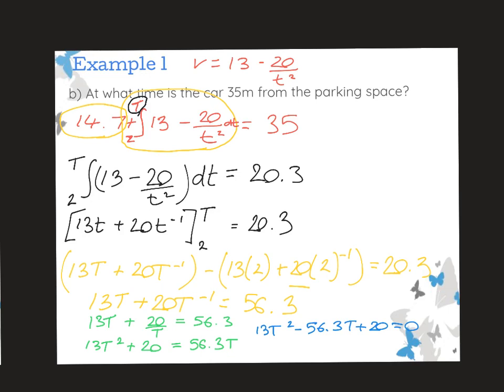Stick that in your calculators to use the quadratic formula. Your two values for t, 0.390 to 3 significant figures and 3.94. Now obviously we know that it's got to be a time that is between 2 and 5 seconds. So this eliminates this one and leaves us with the final answer. It's at time 3.94 seconds.